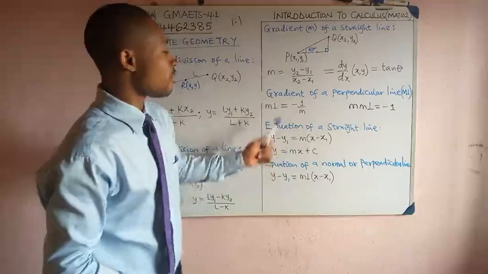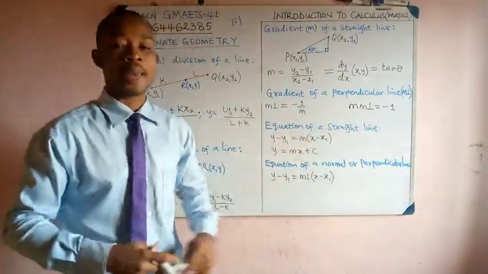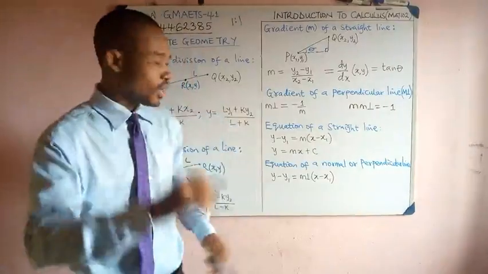And so if you make the gradient of the perpendicular line the subject of the formula, it's going to be minus 1 divided by what? The gradient of the straight line, m. So all these formulas, you need to memorize them. What about the equation of a straight line? We pick the general form.